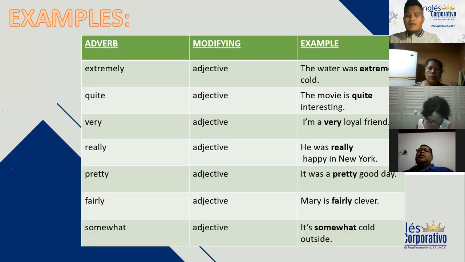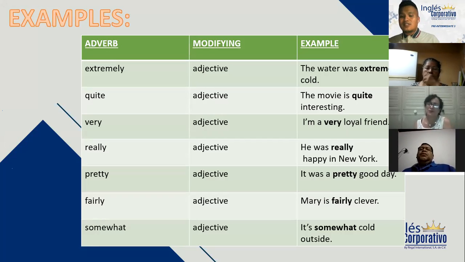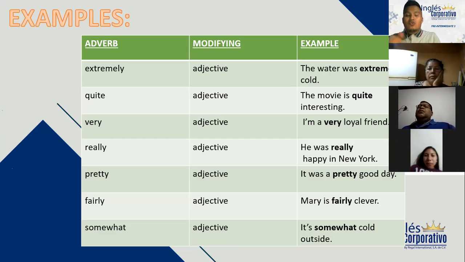So, somewhat. In this case, we have the example over there, and it says, it's somewhat cold outside. The meaning is de alguna manera o un poco. If we said, it's somewhat cold outside, it will mean, está de alguna manera frío afuera, o está un poco frío afuera. Yes?